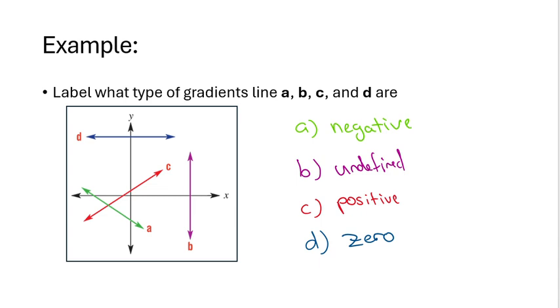So in my example here, label what type of gradients are line A, B, C, and D. I've already done it for you, okay? So if you just look at the green line, I can see it's a negative, and then the rest is all there, okay?